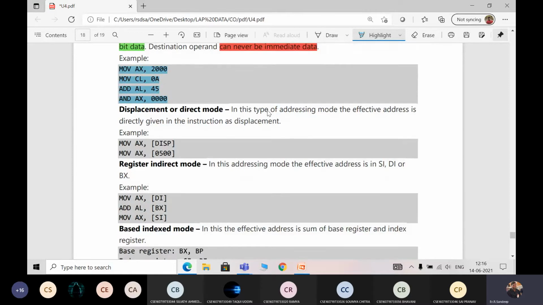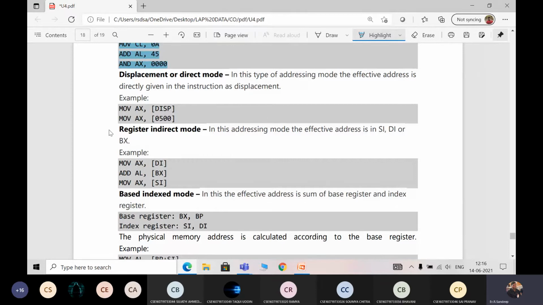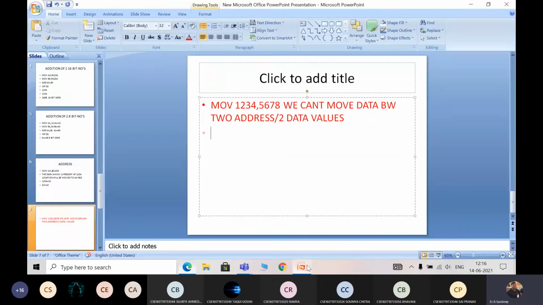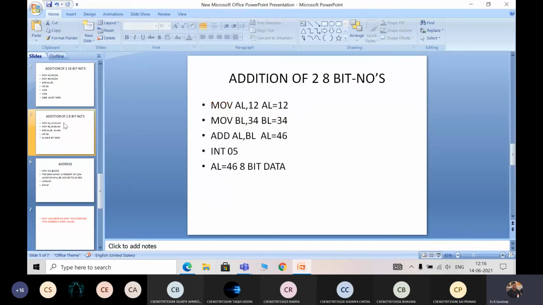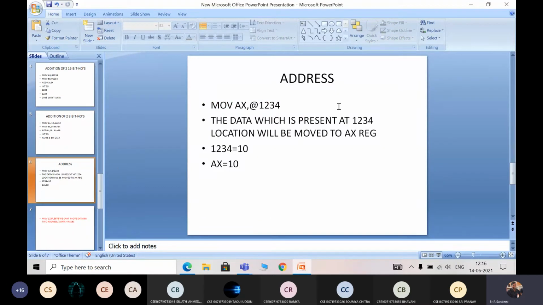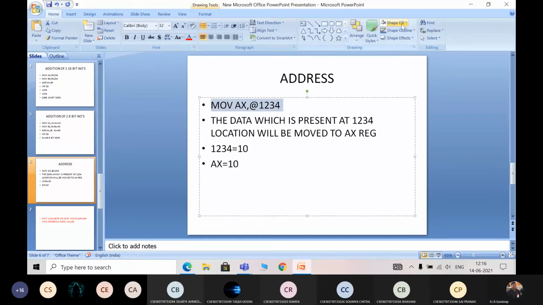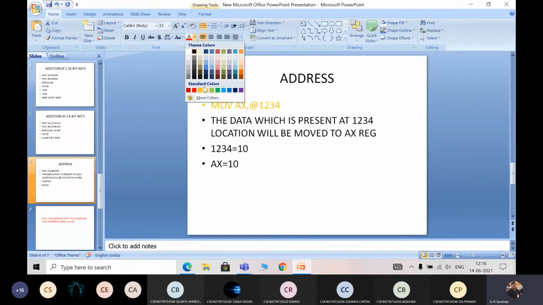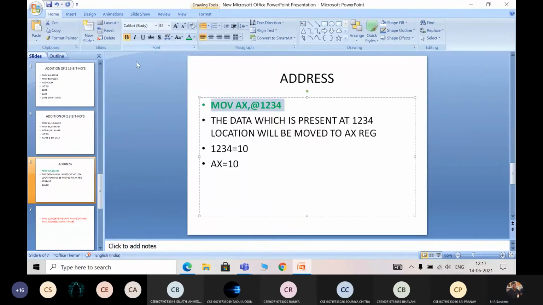And the next one is the displacement or direct addressing mode. As I told you, the direct addressing mode, I gave the example also. The direct addressing mode will be represented, the address will be represented, with the help of this. So that means MOV AX, @1234. When you are executing in the 8086 microprocessor, the @ symbol we need to use, then only it will treat it as a direct addressing mode.